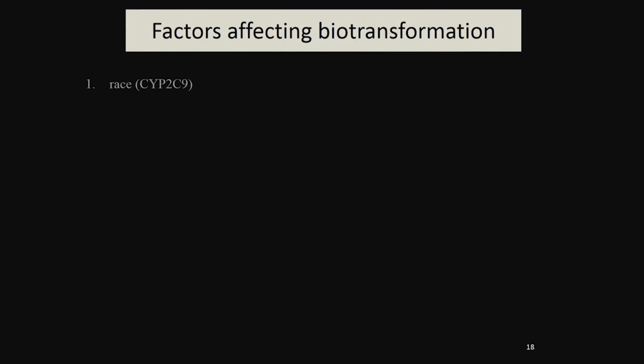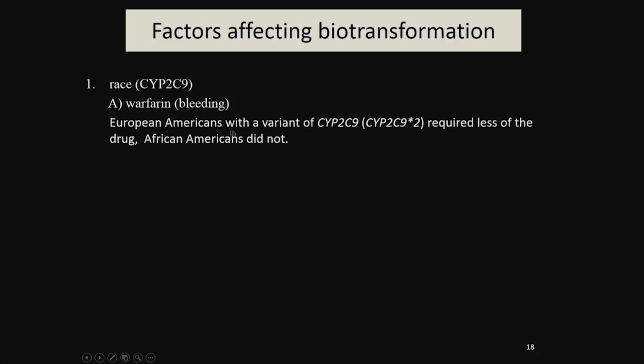So, what are the factors that affect biotransformation? Race, because CYP, that is cytochrome P2C9, depends upon the race of people. Warfarin is used for bleeding. European Americans with the variant of CYP2C9 require less of the drug, whereas African Americans do not have that, so they require the normal amount of drug. That is an example.